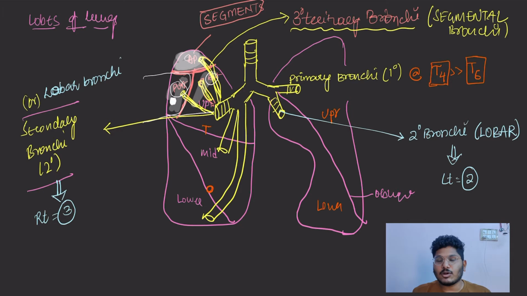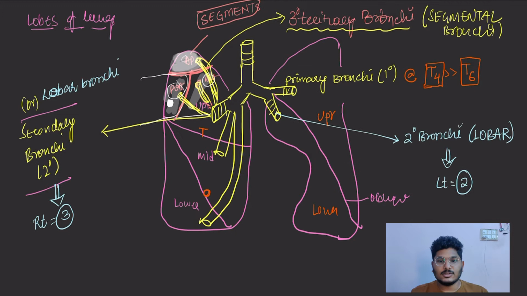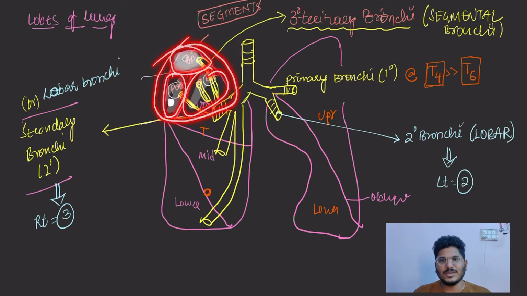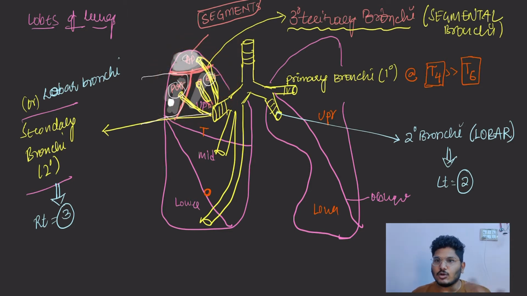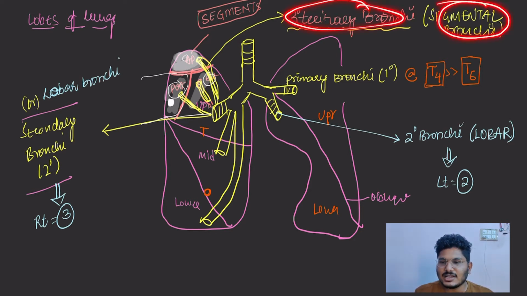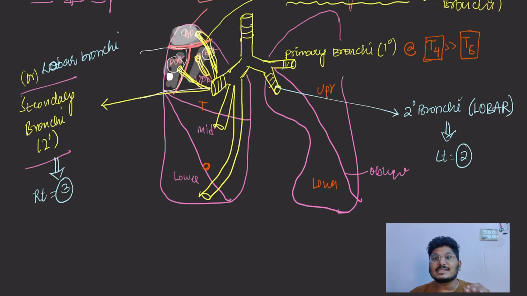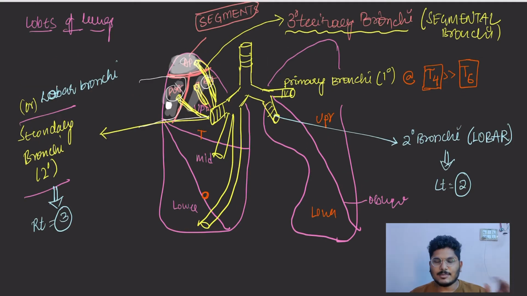Next, each secondary or lobar bronchus supplies specialized tissue of each lobe. Each lobe of the lung is further divided into segments. So these are the 1, 2, 3 segments of the upper lobe. Each lobar bronchus gives rise to segmental bronchi, otherwise called tertiary bronchi. A segmental bronchus supplies a segment of a lobe. Each segment is called a bronchopulmonary segment. So this is about the gross view of the lobar anatomy.